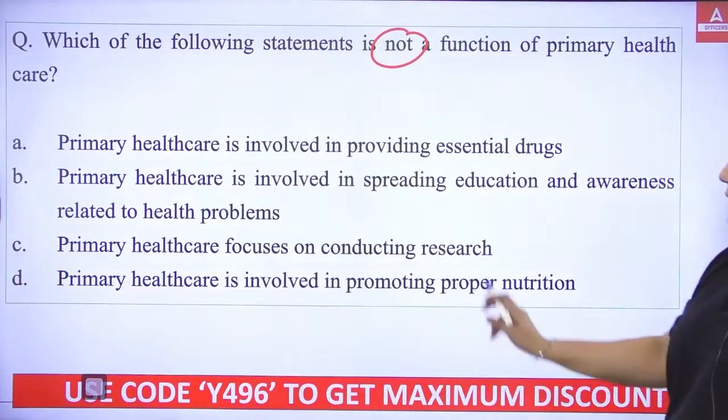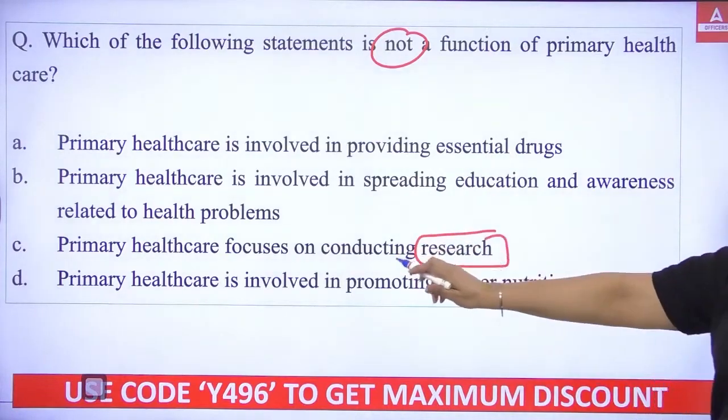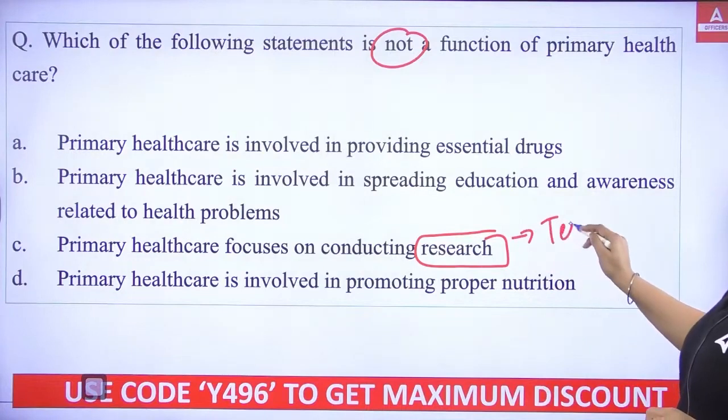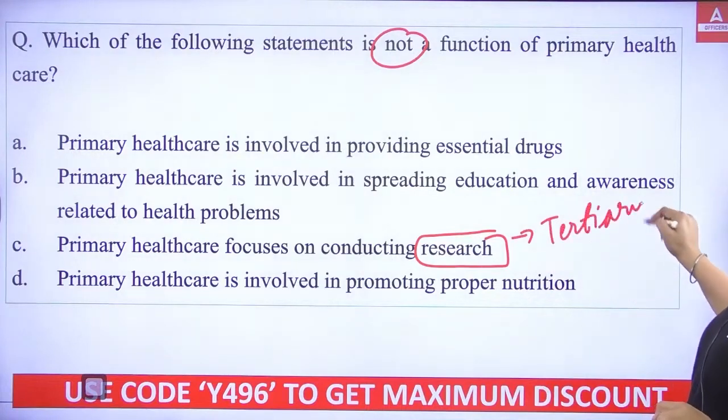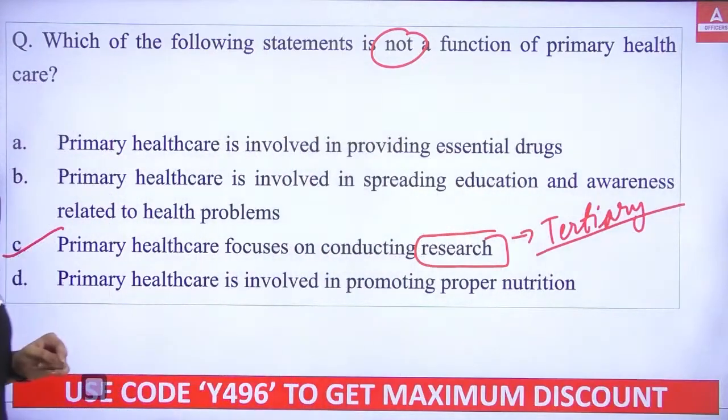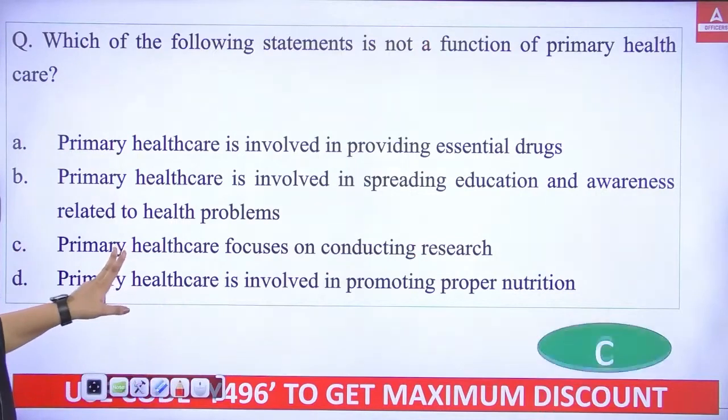So in the third option, it says that primary healthcare focuses on conducting research. No, this will be done by tertiary healthcare services. So the right answer will be C. It is the incorrect statement about primary healthcare. Okay, so the right answer will be C.